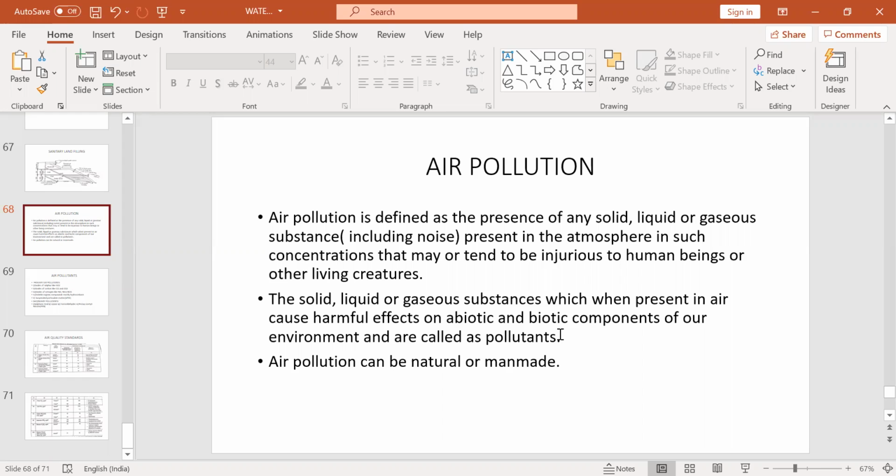Now, air pollution can be natural or man-made. It may be caused by naturally occurring events like volcanoes, which release huge amounts of ash, dust, sulfur, and other gases into the atmosphere, or by forest fires. They may occasionally be caused by lightning, etc. So these are natural phenomena. This natural mode of air pollution is something that is caused by nature.